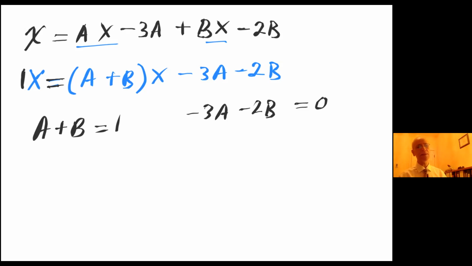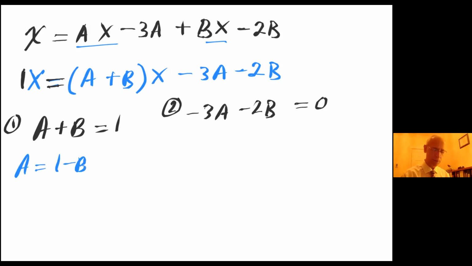So now notice that I have two equations and two unknowns, so I can solve for A and B. Let's call this one equation 1 and this one equation 2. From 1, I can claim that A equals 1 minus B.